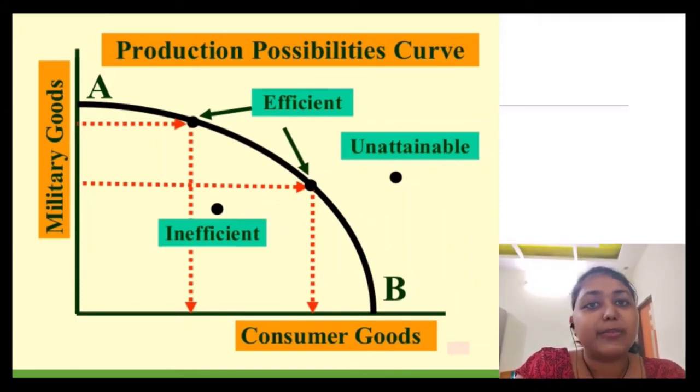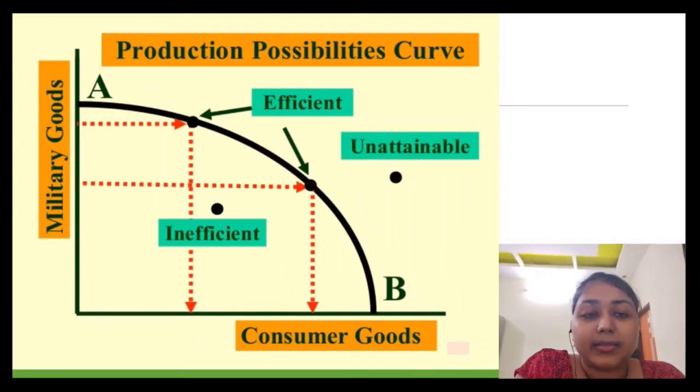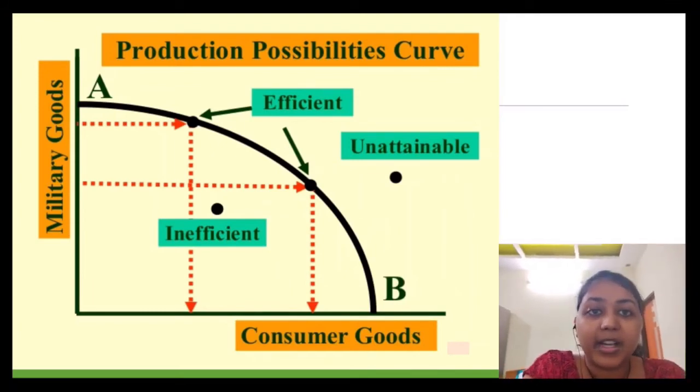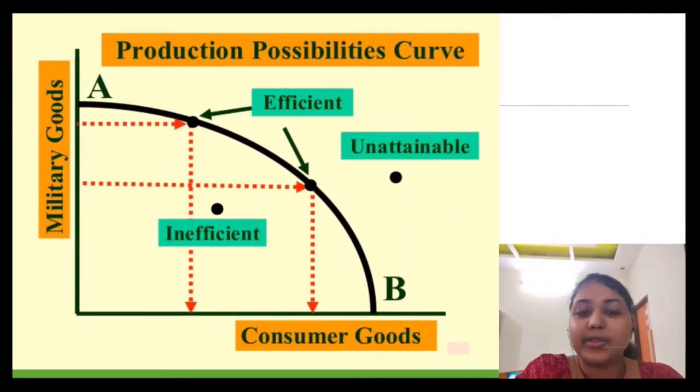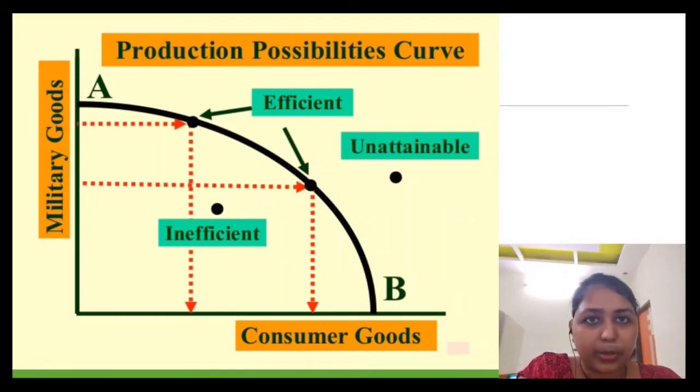If we are producing more consumer goods, obviously the resources, as we told in the assumption, are fixed. So if you are producing more of consumer goods, it is very much sure that you will be having less and less resources to produce the military goods, right? So that's the reason that it is always downward sloping.